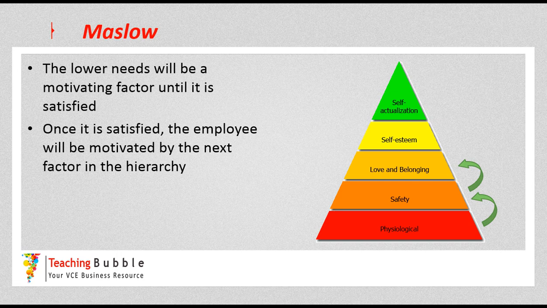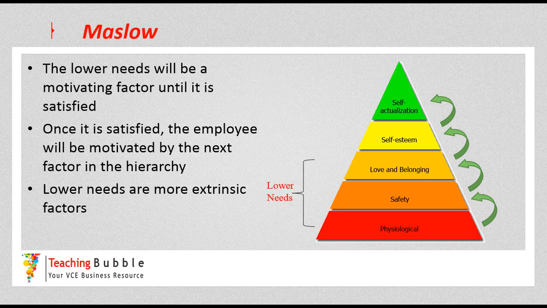Once we satisfy that particular need, they'll move up the chain again to self-esteem. Then we try and satisfy that particular need and move them up to self-actualization. And so once it is satisfied, the employee will be motivated by the next factor in the hierarchy. That's really important. It can't go in any order. Maslow found that that was the particular order that the hierarchy worked in.